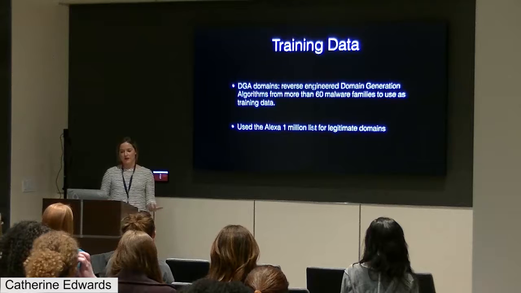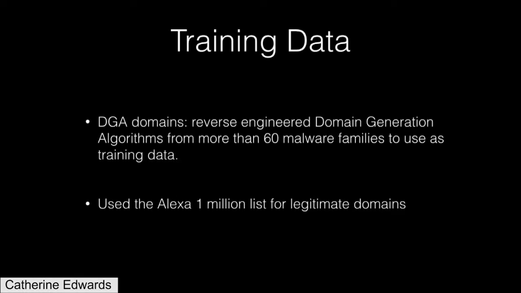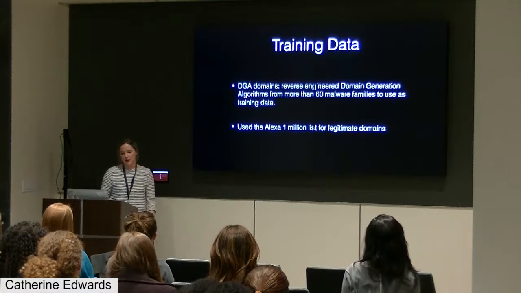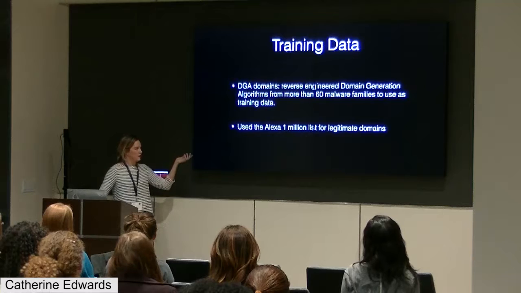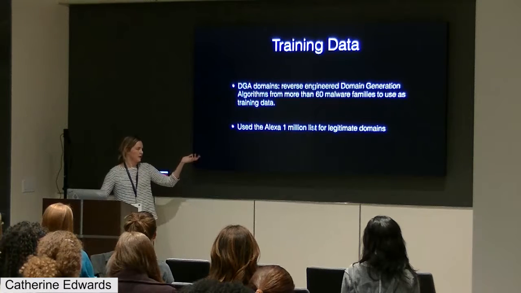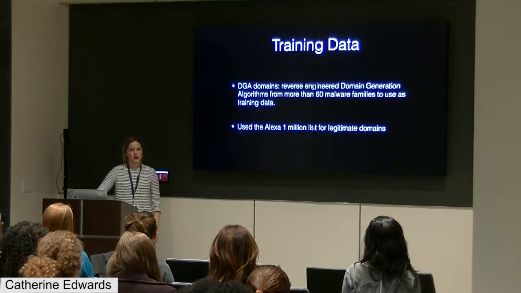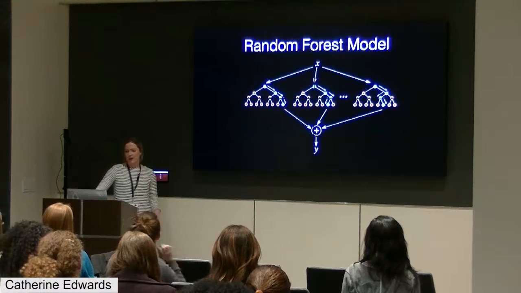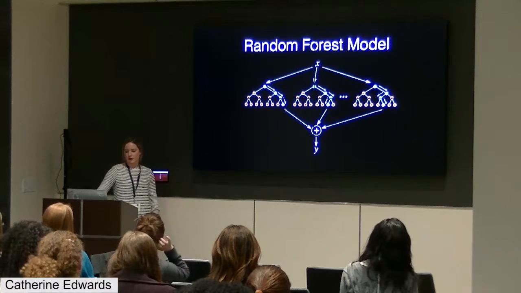And then where do we get this training data for our model? For the DGA domains, we reverse engineered the domain generation algorithms from over 60 different malware families, and then generated those malicious domains and used that as our negative training data. And then we use the Alexa 1 million list, which is essentially a list of 1 million legitimate domains. And then we used a random forest as a model for this.